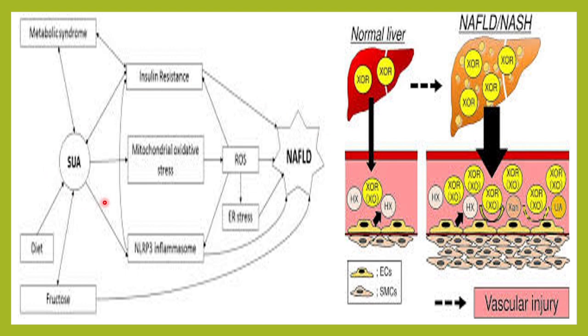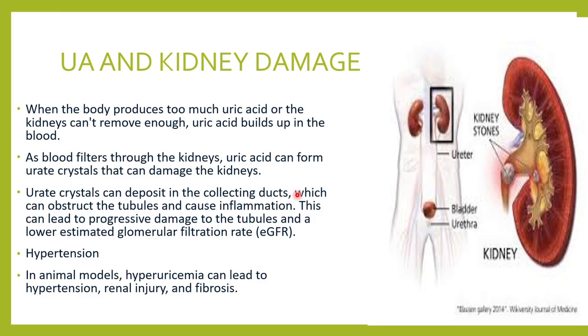So in serum, increased uric acid can cause metabolic syndrome and insulin resistance, that can cause reactive oxygen species, which can damage the liver and cause non-alcoholic fatty liver disease. It can cause inflammation. All this can lead together to non-alcoholic fatty liver disease.